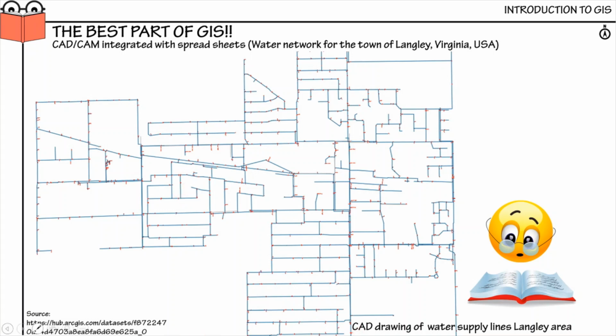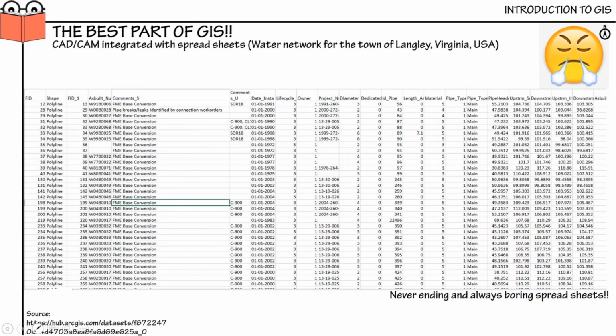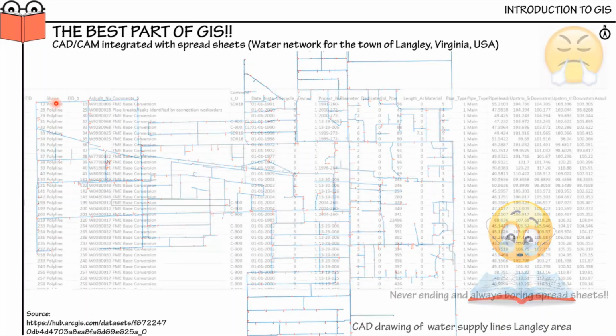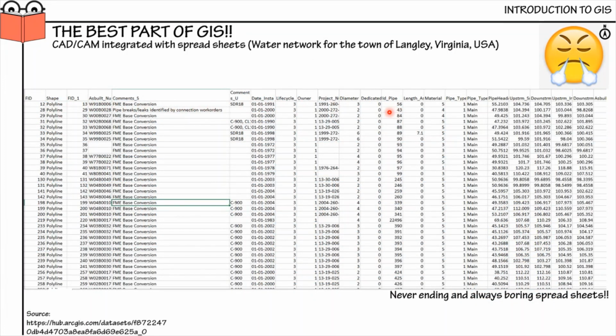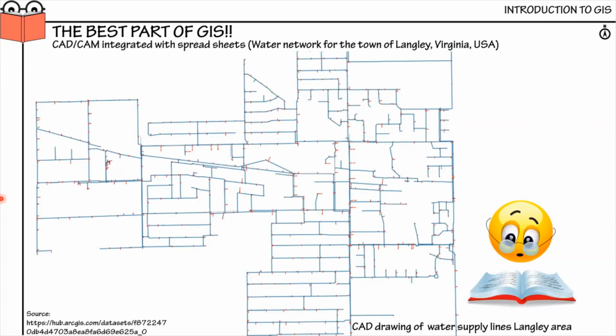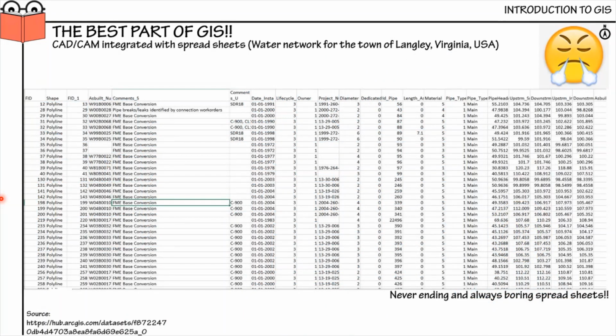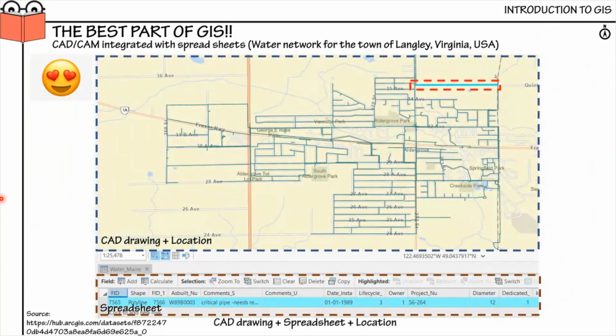The moment someone gives you a CAD CAM drawing, you will have to open the spreadsheets. So you have to juggle between them. Probably this is pipe 1, so you will go look at this and you'll see that it is made of that material, it has that much discharge, whatnot. You have to keep juggling between the drawing and the spreadsheets, and I must tell you, spreadsheets are really boring. Nobody likes to go over and over the spreadsheets, or keep toggling between two softwares. It is really cumbersome. But that is how interesting GIS is, that is how much easier life is when you start using GIS.